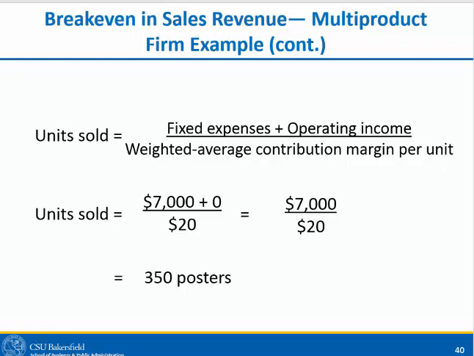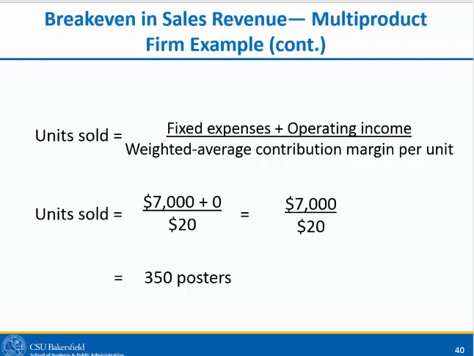In this case, let's assume that we still have the $7,000 fixed expenses plus operating income, which is 0 because we're looking at break even. So we have 7,000 plus 0 divided by $20. So the result is 350 posters. In order to break even, K has to sell 350 posters of regular and large, which is a mix. But how many of each product, we're going to find out in the next step.